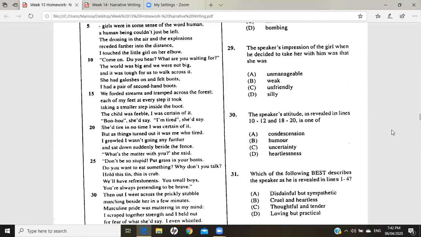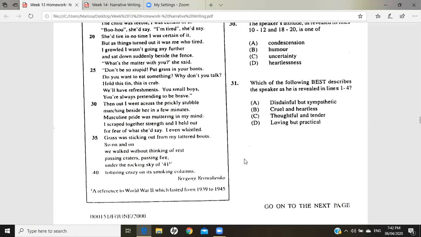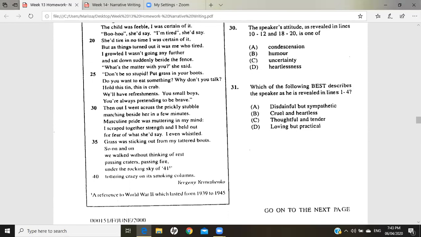And a key thing in the bottom of the poem, it says they were making a reference to World War II, which lasted from 1939 to 1945. So we got an idea that what was taking place here, when they said under the rocking sky of '41, we know that they were talking about the war that was taking place. So maybe during a war, people get displaced.